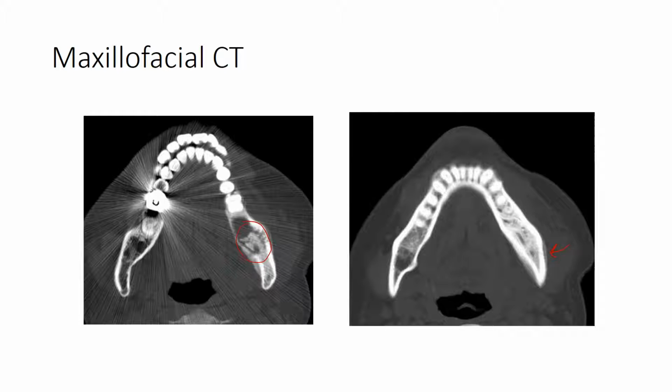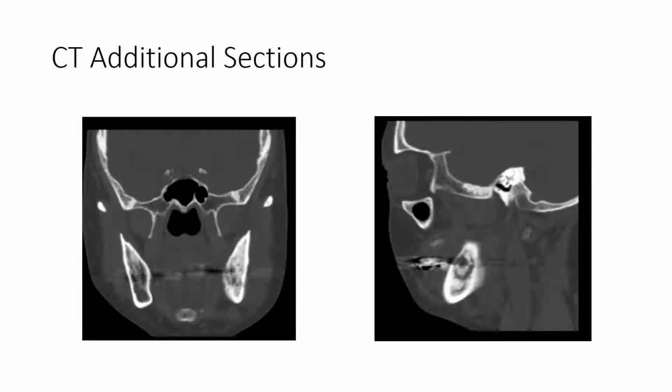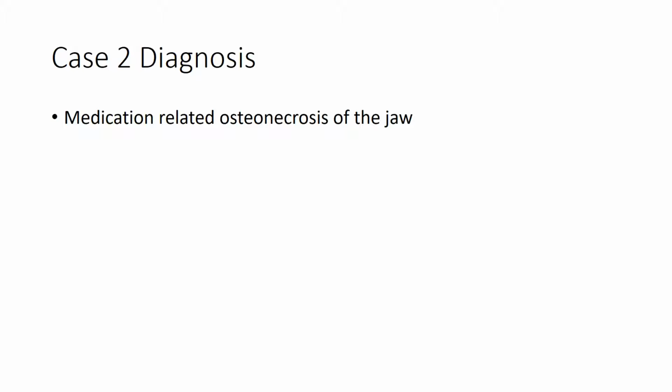It's just a sclerotic piece of bone that's surrounded by what is called an involucrum. So the bone that surrounds the sequestra is called the involucrum. And this again is very abnormal. Here are additional CT sections, again demonstrating the sclerosis of the left posterior mandible as well as the sequestra of abnormal bone. And this case was also medication-related osteonecrosis of the jaw, also from bisphosphonates.